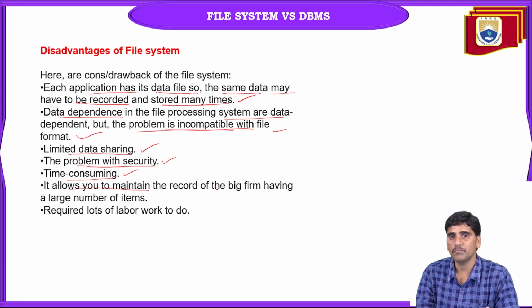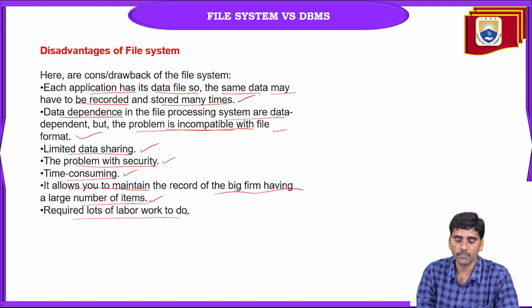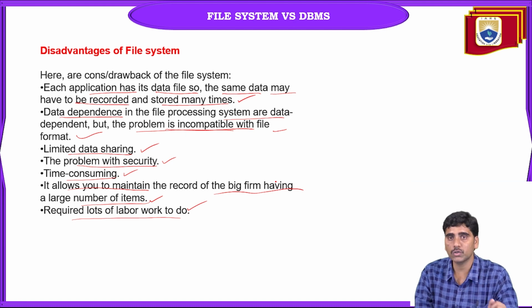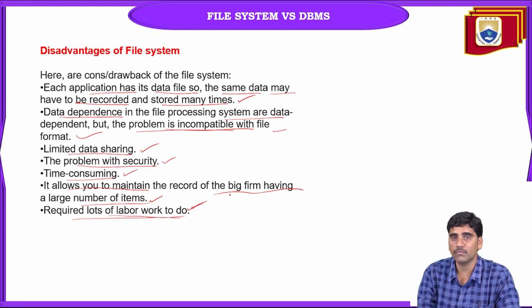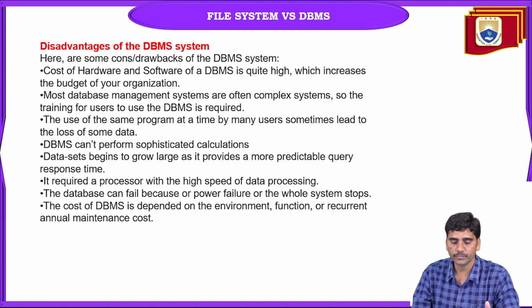It is also difficult to maintain the record of a big firm having a large number of items. If you have a large number of items, then maintaining the records of a big firm is difficult and requires a lot of labor work. To do all this, we need more than one person. Instead of doing all this, we can manage all these operations with the help of database software. So these are some disadvantages.